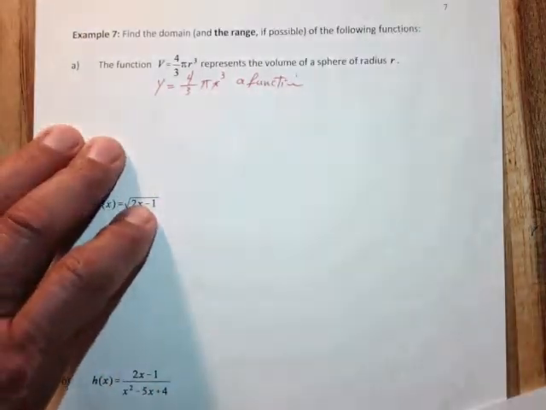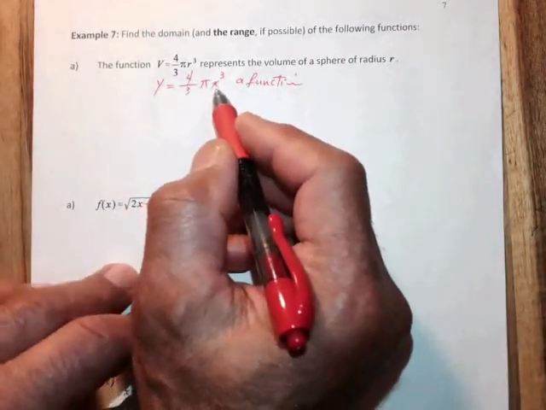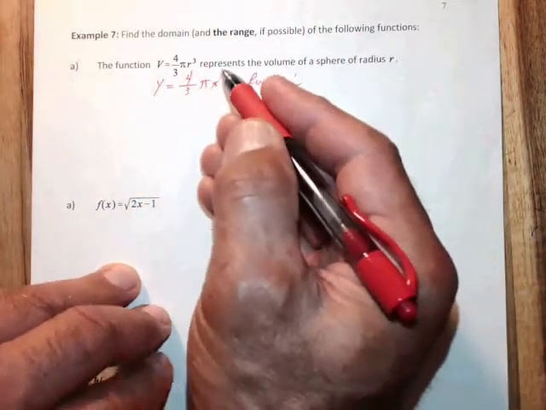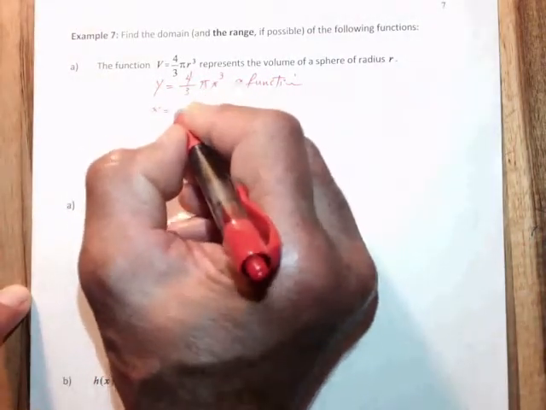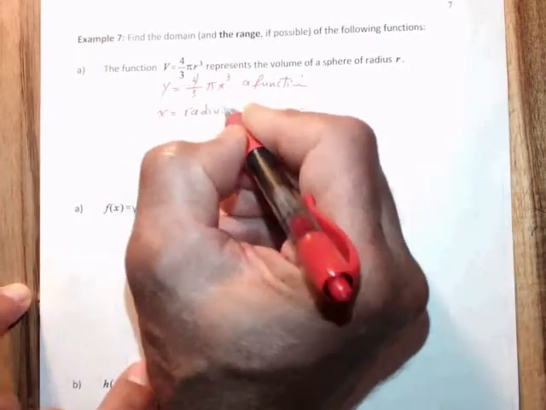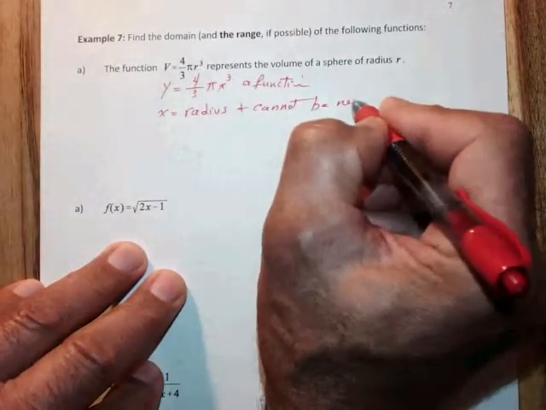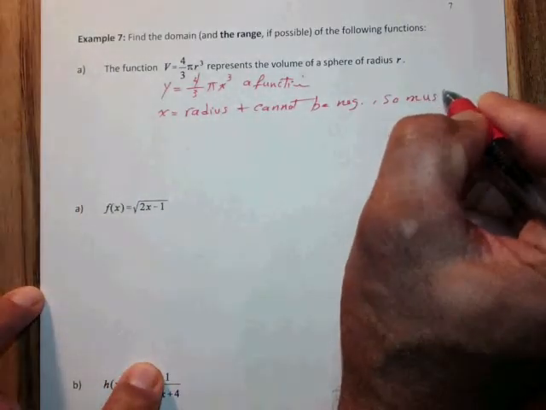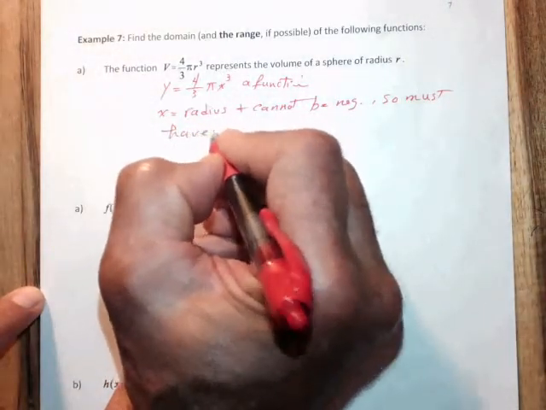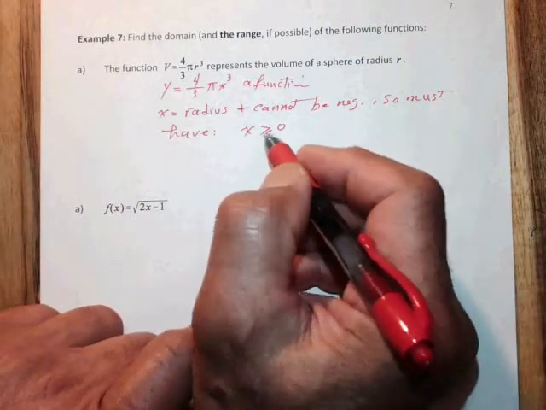Okay, then the domain. What is the domain of this? What we have to figure out is what values for x are acceptable, and those acceptable values for x will constitute the domain. So clearly x is the radius and cannot be negative. So I must have x bigger than or equal to 0. You see, that means that's your domain. The domain consists of all the real numbers bigger than or equal to 0.